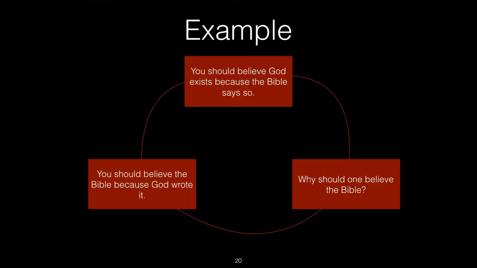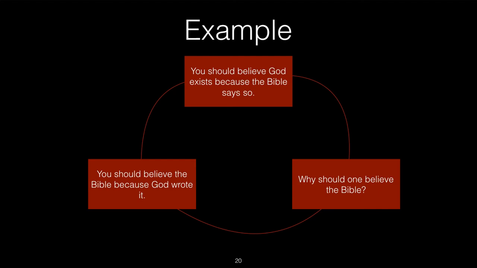So here's an example of circular reasoning, or begging the question. Let's say you start with the following. You should believe God exists because the Bible says so. And then someone says, well, why should I believe the Bible? And you say, you should believe the Bible because God wrote it. Notice that when you give this type of argument, you should believe God exists because the Bible says so, and then when asked why one should believe the Bible, you say, well, because God wrote it.